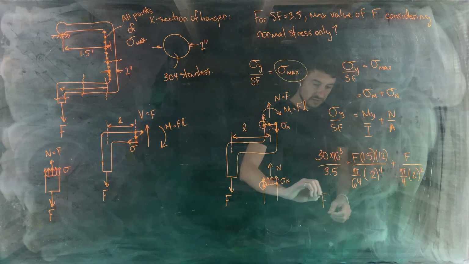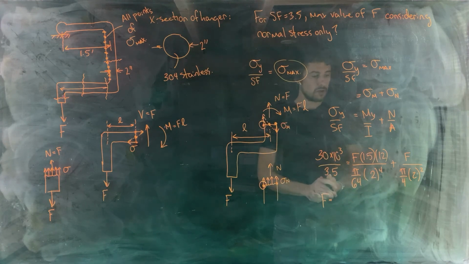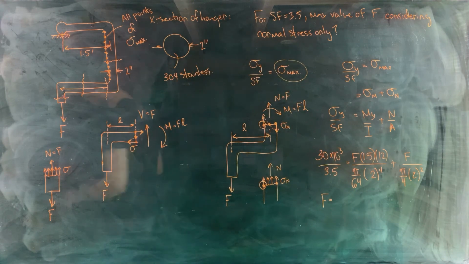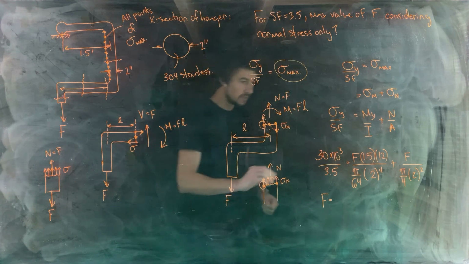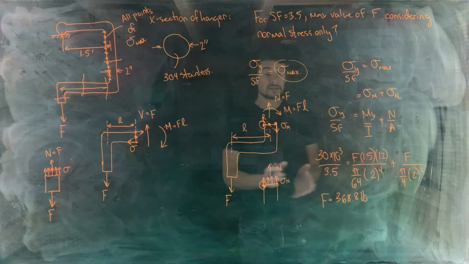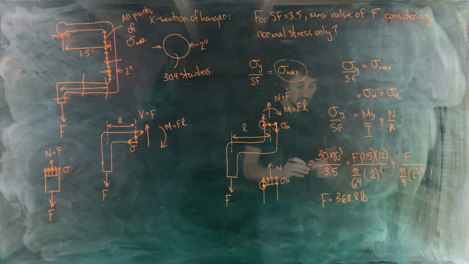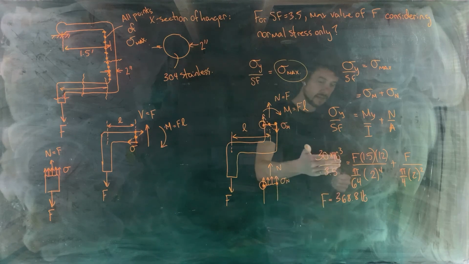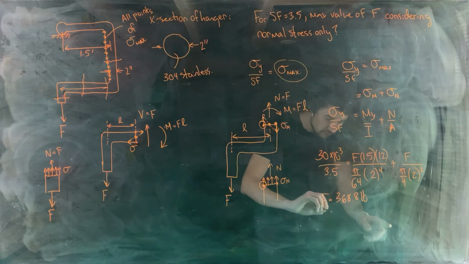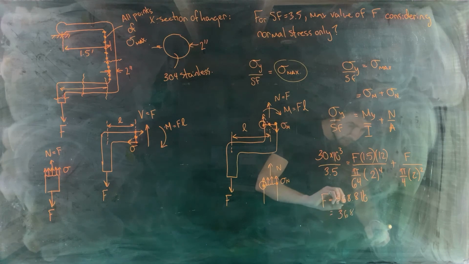All right, and then we can solve for our unknown in that equation, F, which is the maximum load that we can apply for a safety factor of 3.5. And when I did that, let's see what I got. 368.8 pounds. Now, if you're rounding this to the nearest pound, then you couldn't round this up to 369 pounds because then your safety factor would drop below 3.5. So if you were rounding to the nearest pound, this would need to go down to 368 pounds.